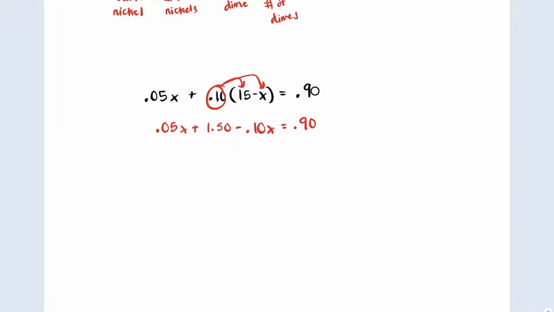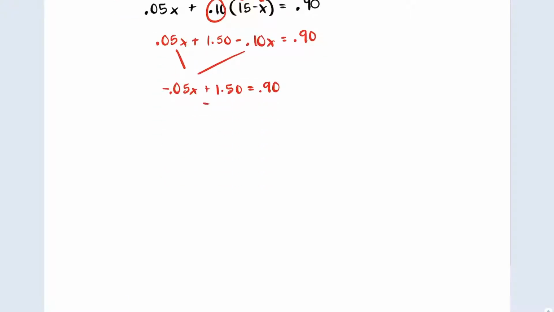Okay, let's combine like terms. 0.05x minus 0.10x is going to be negative 0.05x. Sorry, I was debating whether or not to do 0.05, and I was like, yeah, that's too many zeros. So negative 0.05x plus 1.5 is going to be equal to 0.90. And now let's go ahead and solve this. Let's subtract 1.50 from both sides. Make sure that you line up your decimals, please. 1.50, and I'm subtracting. There we go.